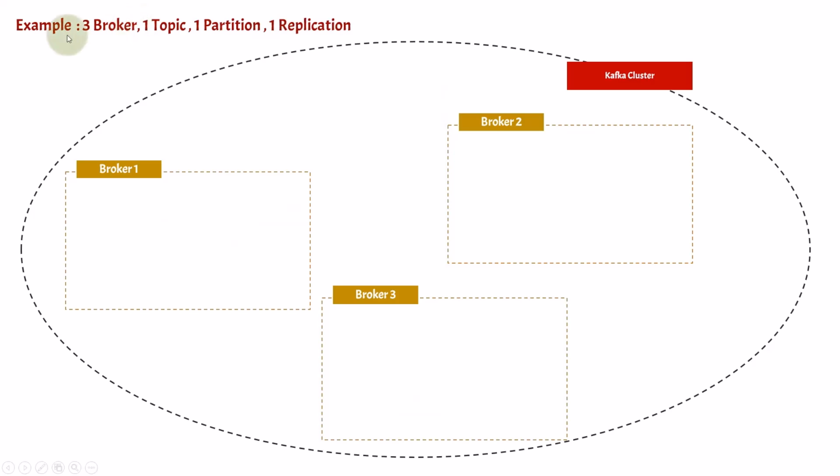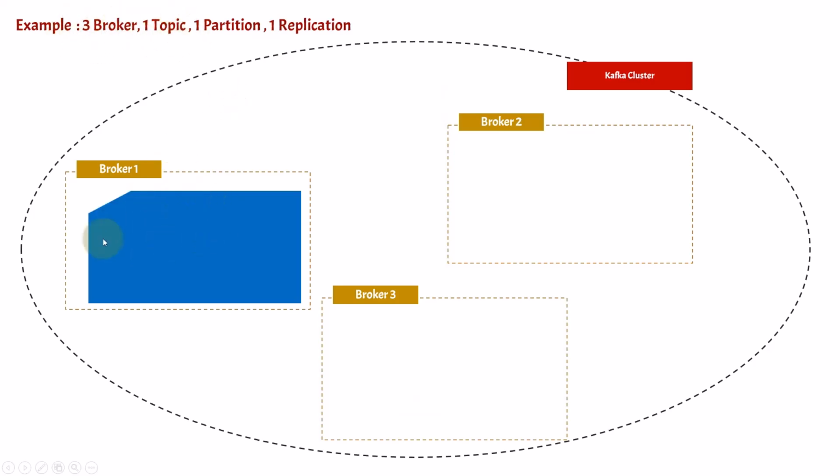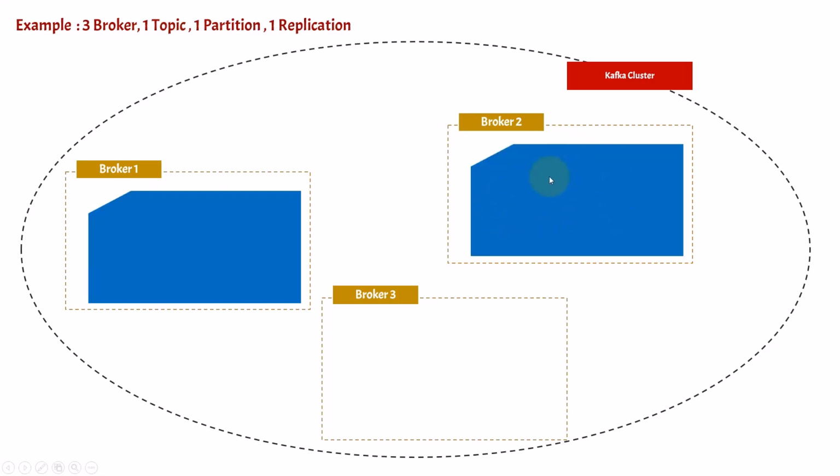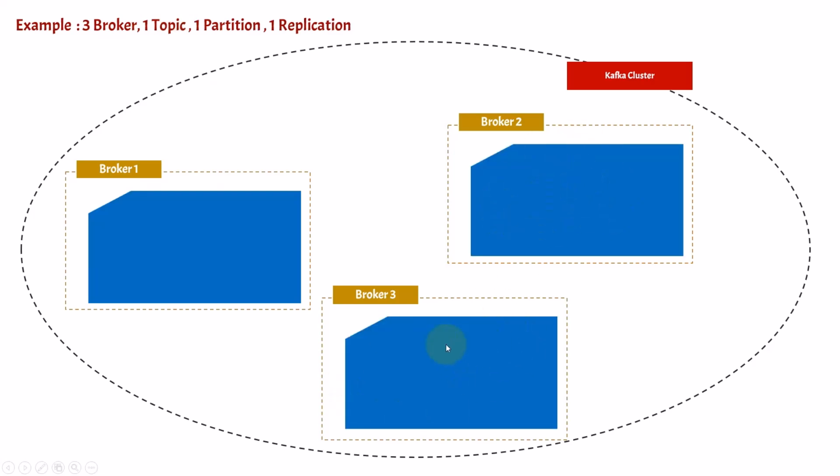Now this is the case where there are 3 brokers. Let's say there is a single topic. The topic will be present here, here, and here. Now the topic has a single partition, which means there's only one partition, that is partition 0, and it has only one replication. So in that case, what will happen? There will be only one partition, that is partition 0, and it will be present only on broker 1.